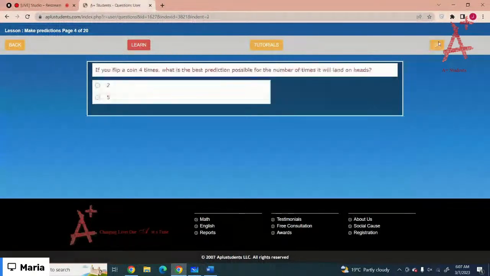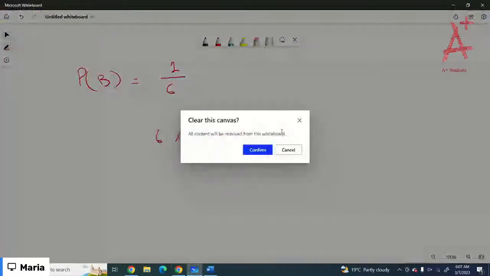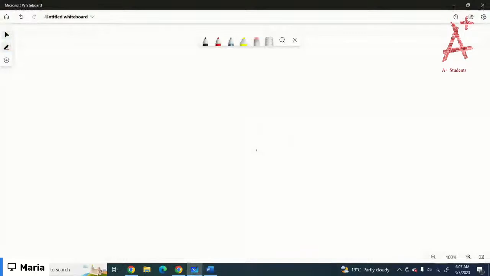Okay, the next one is: if you flip a coin 4 times, what is the best prediction possible for the number of times it will land on heads? In case of a coin, the probability of getting head and the probability of tail is 1 over 2. Probability of head is 1 over 2. But you flipped a coin 4 times, I think.